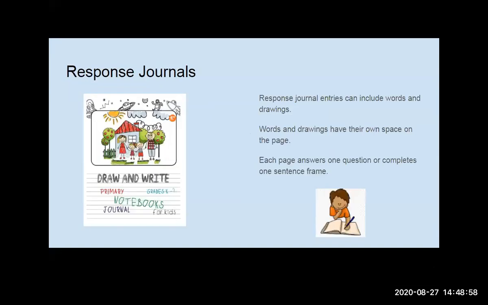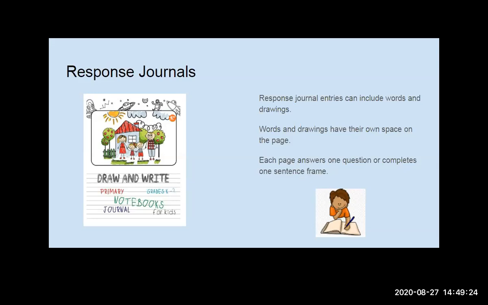We're going to use a response journal that we started yesterday to help us with our writing. And response journal entries can include words and drawings. Sometimes there's just going to be a picture. Sometimes I might ask you to label the picture. Sometimes I might ask you to actually write sentences about something. The words and the drawings have their own space on the page.